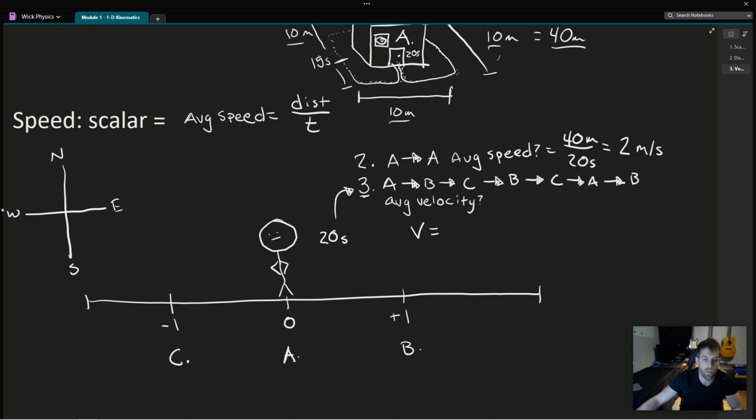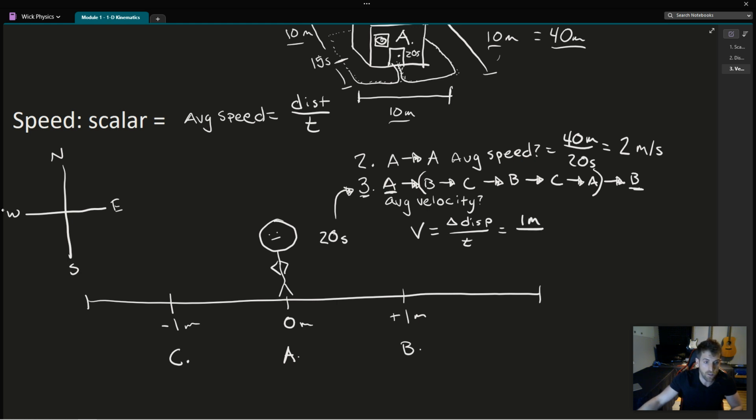Velocity is equivalent to the change in displacement over time. So our displacement from A to B to C to B to C to A to B, we can just look at A and we can look at B. Notice I made this huge list in between just to show you that it doesn't matter. So A to B is 1, and I should write meters. Okay, 1 meter. So that's our change in displacement, 1 meter.